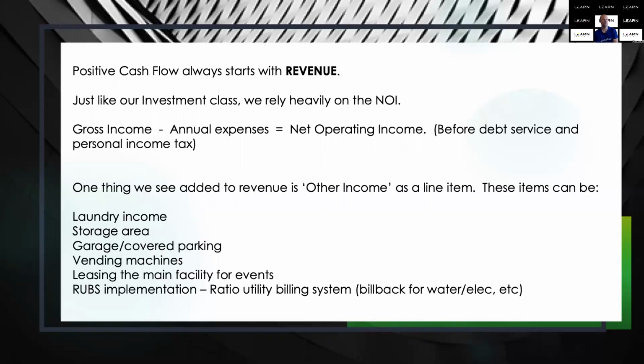One thing we see added to revenue is other income as a line item. That can be laundry income, storage income, garage covered parking, vending machines, leasing the main facility for events, or RUBS implementation, which is ratio utility billing system. It's a way to bill back for water and electricity. So if your complex was full service, like you paid one rent, it covered your electric and water, even maybe your cable, now you have the opportunity to monitor that closely and subdivide it and bill back to the tenants. You may not even bill back 100%. It may only be 50%, but you're still getting additional income, which is definitely a way to force that appreciation.